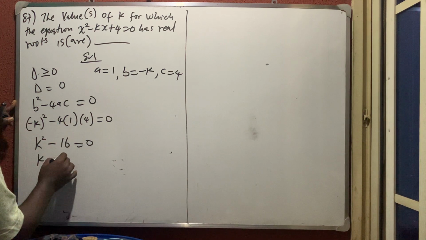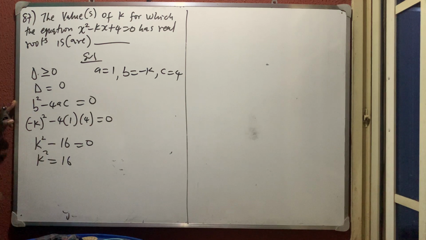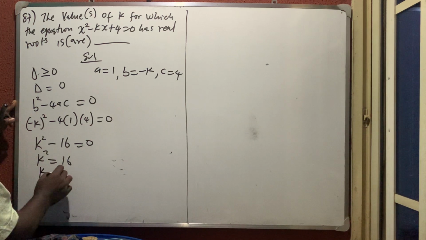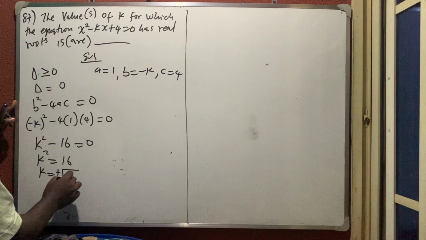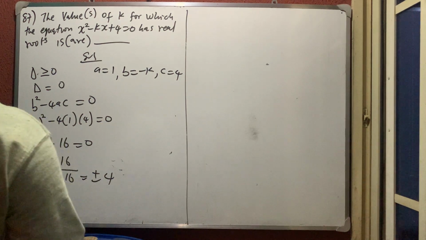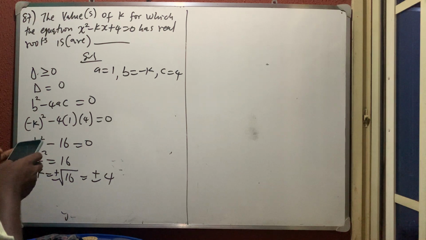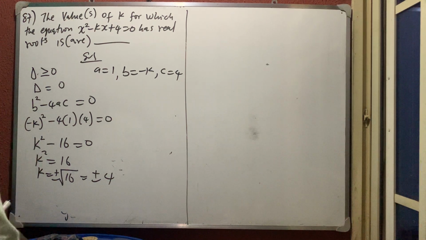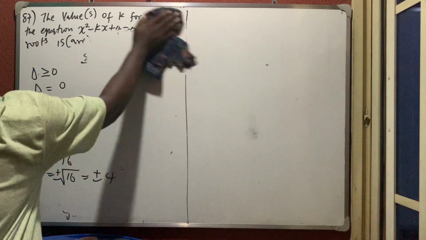So K is equal to what? K squared is 16. So when this one moves, K is equal to what? The square root of 16, plus or minus, which is what? Plus or minus 4. As simple as that. Okay? So I can clean here.